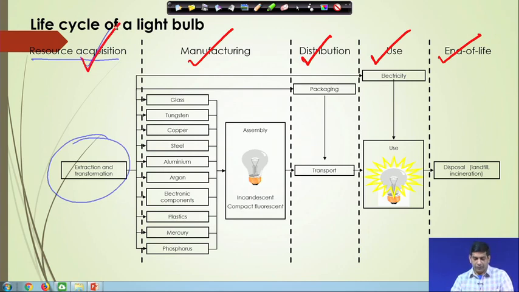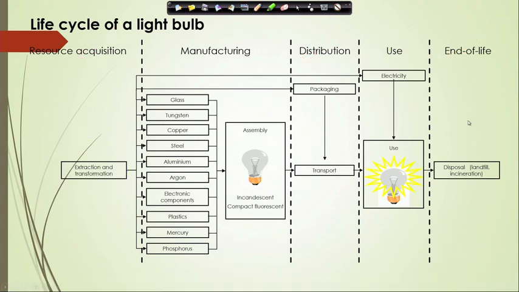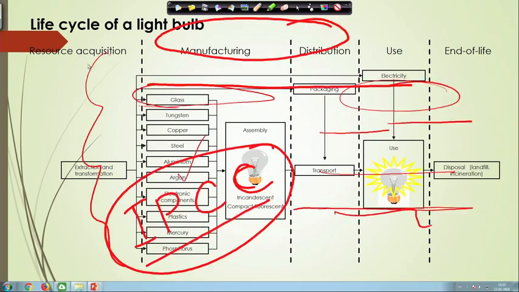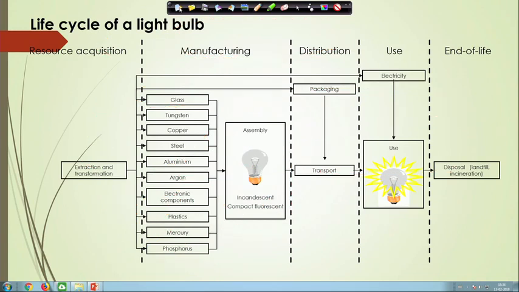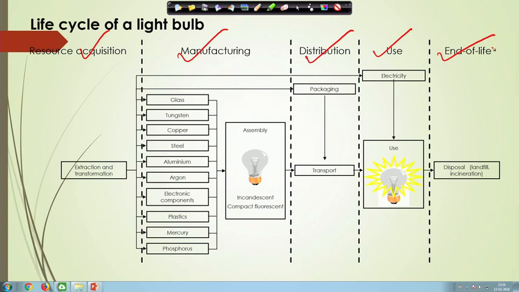So, altogether we were talking about these different stages: resource acquisition, manufacturing, distribution, use, and end of life. These are the 5 stages of any product. We are just using the bulb as an example, but for any particular product you will see these.